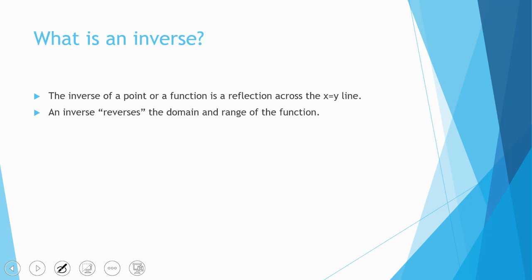The inverse of a point or a function is a reflection across the y = x line. So for example, if you have a graph, the y = x line is right here. You would be reflecting whatever is on this side across the y = x line. If you folded your graph along that dotted line, you would get them to touch and they would look exactly the same, like a pineapple.